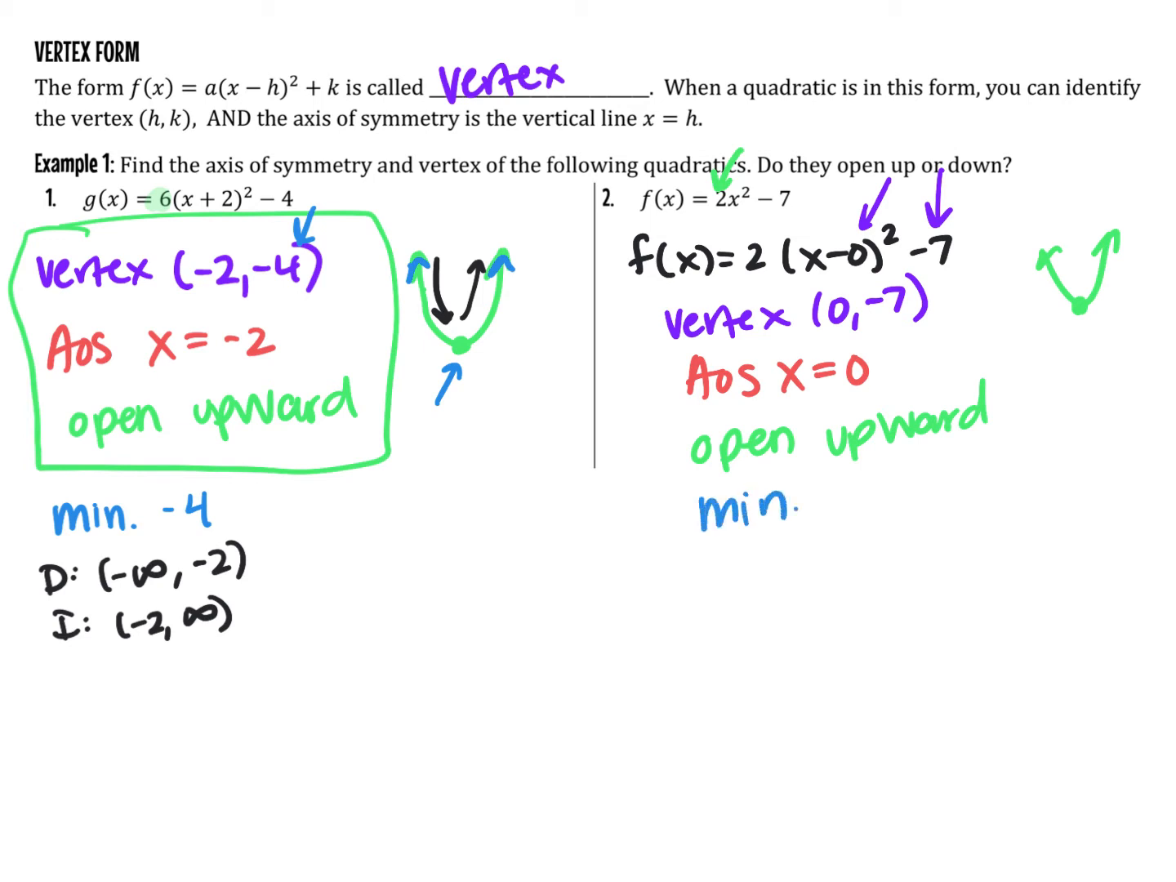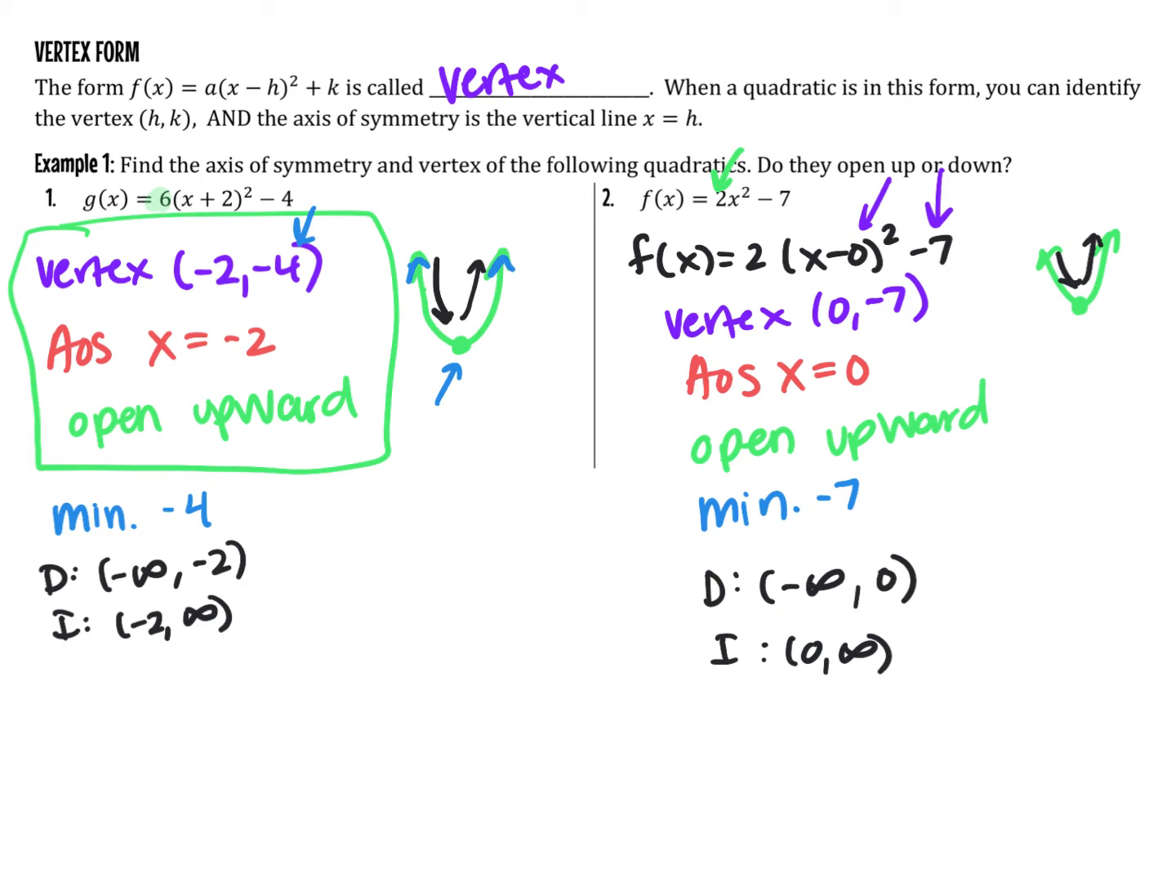All right, just like on number 1, there's going to be a minimum since this quadratic is opening upward, and that minimum is the y value of the vertex, -7. It is decreasing from -infinity to the x value of the vertex, which is 0. It's going down, and then it's going up after the vertex, so it's increasing from 0 up to infinity.